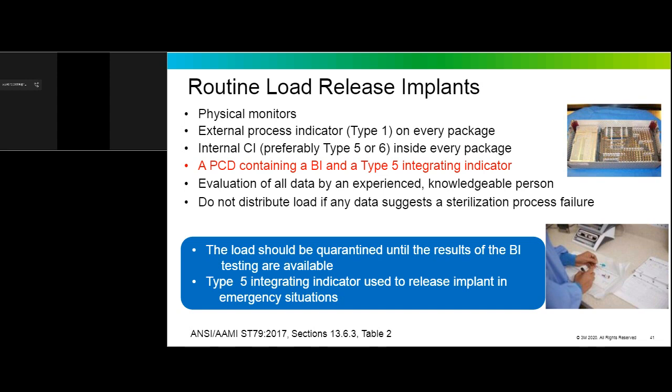So surveyors really don't want to see premature release of implant loads, and really with the availability of rapid readout BIs from a number of manufacturers, there's probably no excuse to be doing early emergency release unless you're a big trauma center and truly have an emergency. When you do have a documented emergency and have to release a load item before having a BI result, you now have that type 5 integrator in the test pack upon which you can make a better decision. And you probably are aware that there is a recommendation that you would document that emergency release situation.